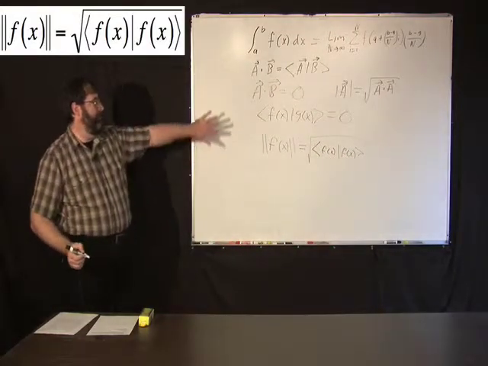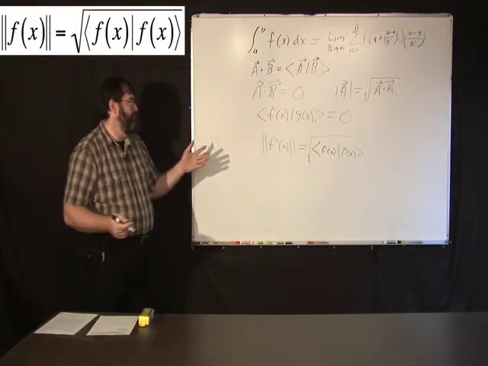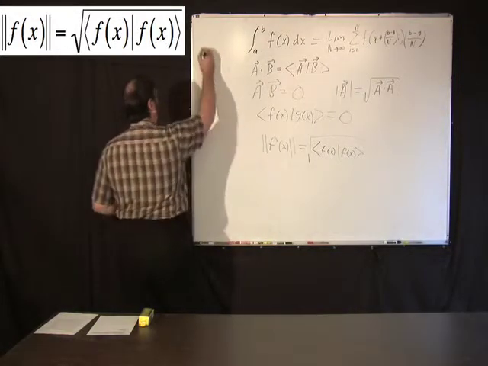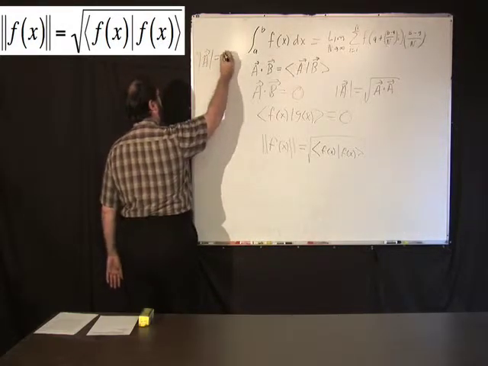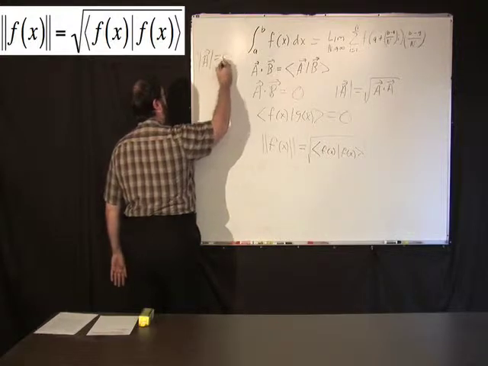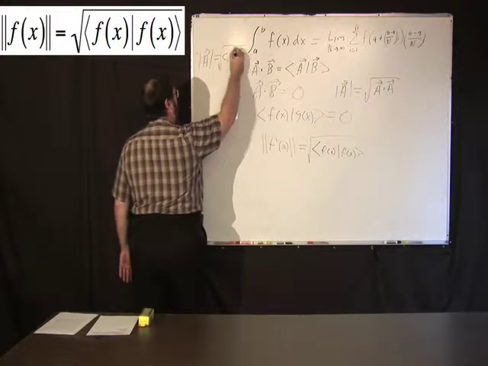As you can probably see already, these are completely identical definitions. We could say that the magnitude of the vector A, using this notation, is the square root of the inner product of A with itself.